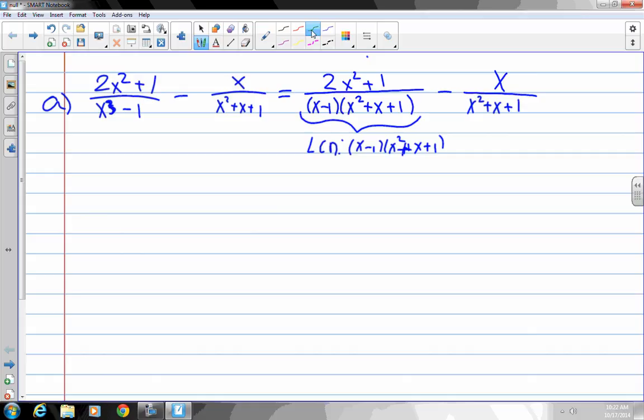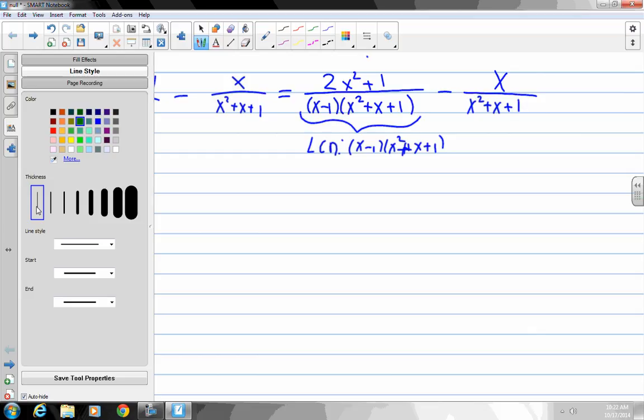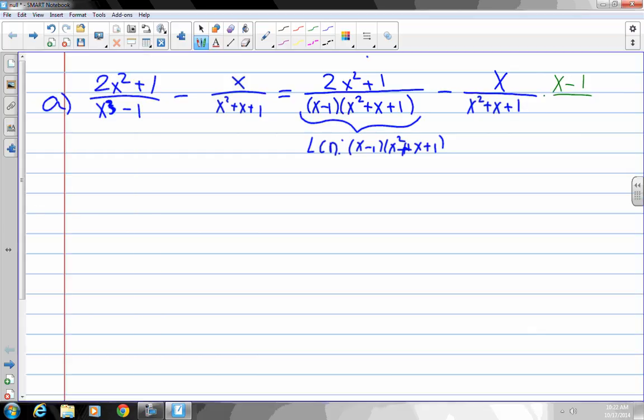So that means we're only missing x minus 1 on the second fraction. Is that right? So this is all we have to do: multiply by x minus 1 over x minus 1. This way we have 2x squared plus 1 over x minus 1, x squared plus x plus 1, and then minus x times x minus 1. Now if you pull everything together, it comes out like that.